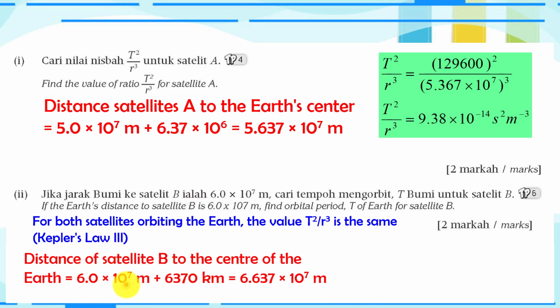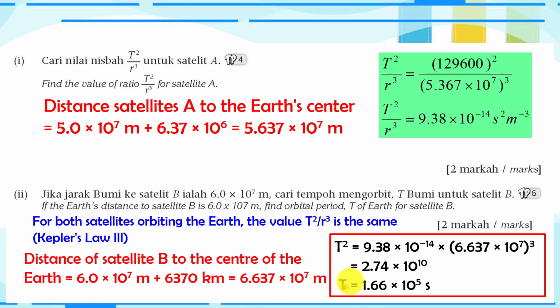Now it's satellite B's distance. This one is the radius of the Earth plus the distance of the satellite, so I get this R. Okay, now the formula: T squared equals 9.38 times 10 to the power negative 14, then multiply with 6.637 times 10 to the power 7, then you need to cube.